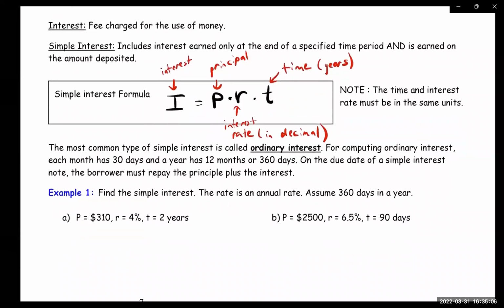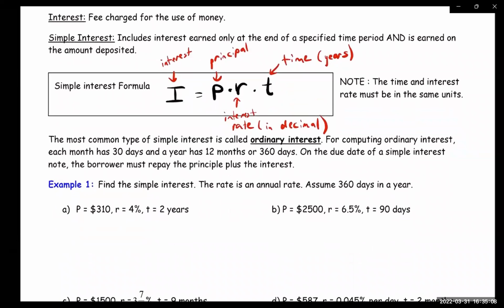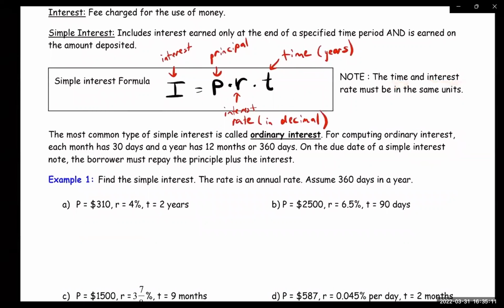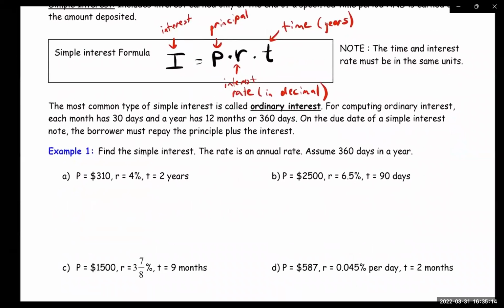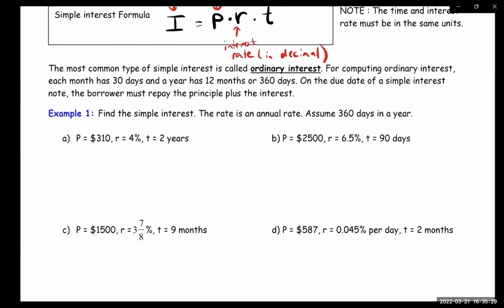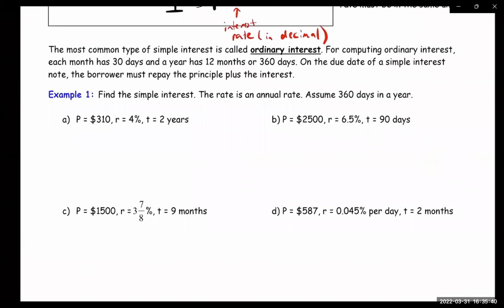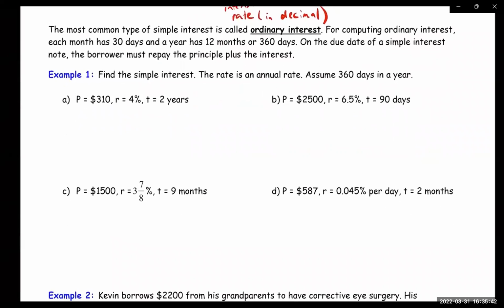All right. So it says here that the time and the interest must be in the same units. Okay, so let's look at some examples. The most common type of simple interest is called ordinary interest. For computing ordinary interest, each month has 30 days and each year has 12 months, or 360 days in a year. On the due date of a simple interest note, the borrower must repay the principal plus the interest. So after the due date, you have to pay the original amount that you borrowed, plus you have to pay the interest. All right, so here is an example.